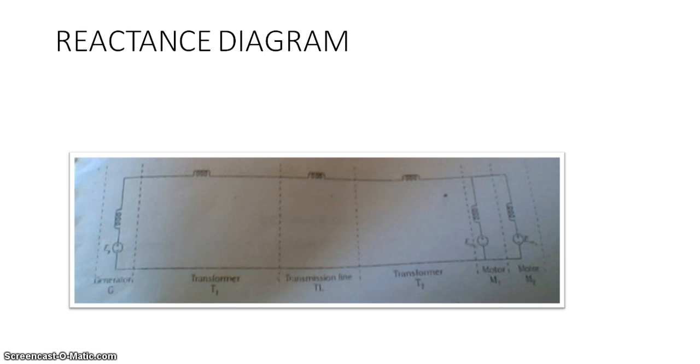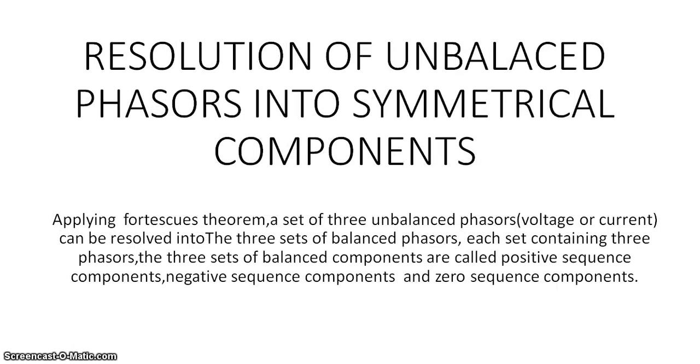In the impedance diagram we are considering the transformer, transmission line and loads, as shown in the above figure. In the reactance diagram we are neglecting the capacitance and resistances, as shown in the above figure.